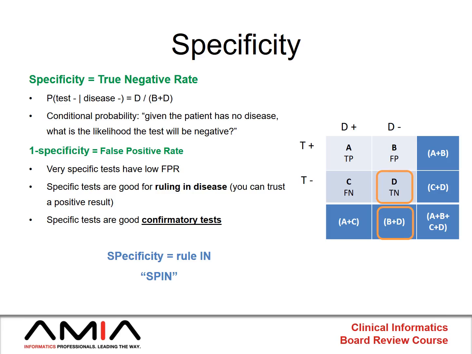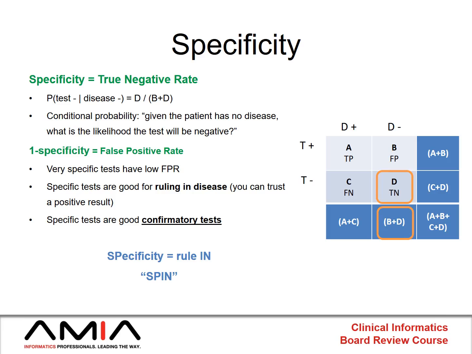This has the same sort of relationship as sensitivity did, where when I say a test is very, very specific, yes, it's true that it has a high true negative rate, but more importantly, it has a very low false positive rate. A test that's 99% specific only has a 1% false positive rate. And that means that specific tests are good for ruling in the disease. You can trust a positive result. And that makes specific tests very good for confirmation. The mnemonic for that is that specificity equals rule in, or SPIN, S-P-I-N.